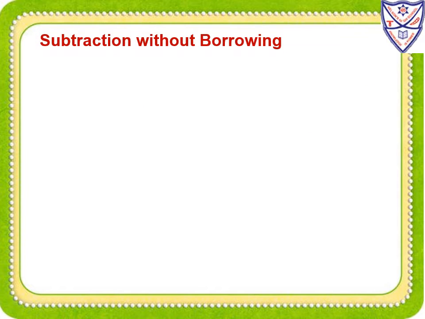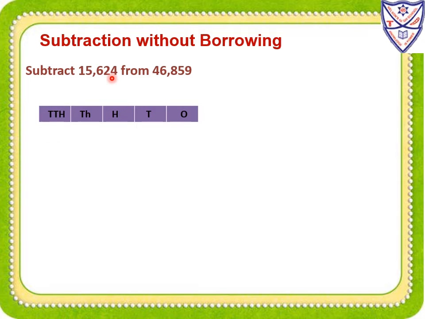Now next topic, subtraction without borrowing. So subtract 15,624 from 46,859. So here, what is the minuend? That is 46,859. Here what is written? 15,624 from 46,859. So minuend is our 46,859. From this we will subtract 15,624, the subtrahend.